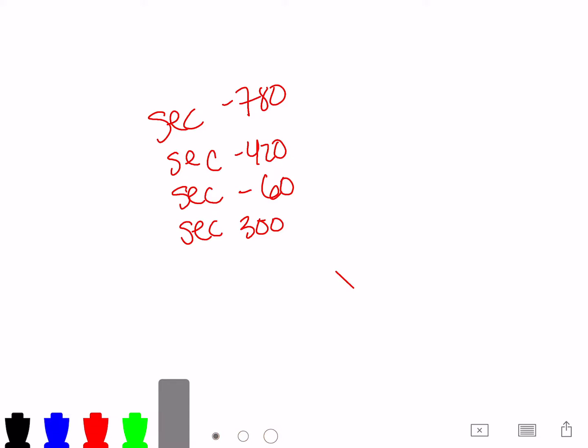So what we're doing is trying to write an equivalent expression with an angle between 0 and 360, and then we can evaluate it. Then 300 is in the fourth quadrant. Your reference angle is 60 degrees. 60 degrees is your ring finger.